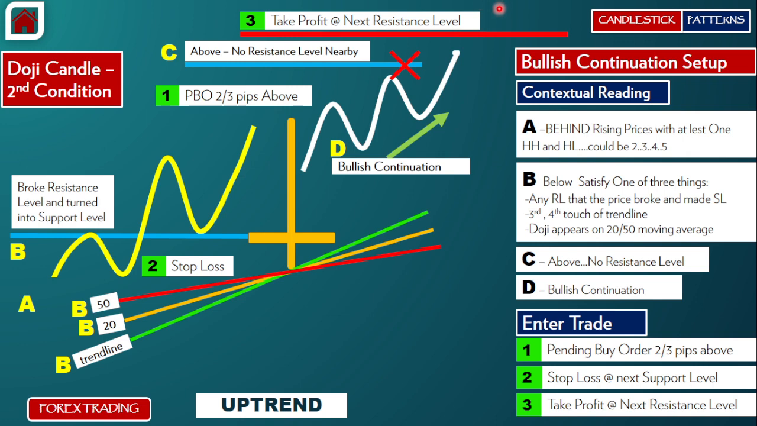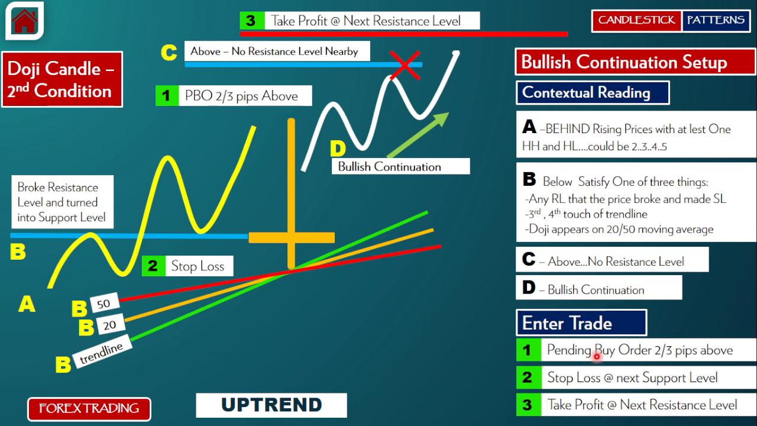So guys, this is how we trade with the doji candlestick with the second condition, when it goes into a bullish continuation setup, while doing our contextual reading analysis first: what is behind, what is below, and what is above the candlestick doji signal. So when we do our contextual reading analysis, then we are in a position to take our trade.